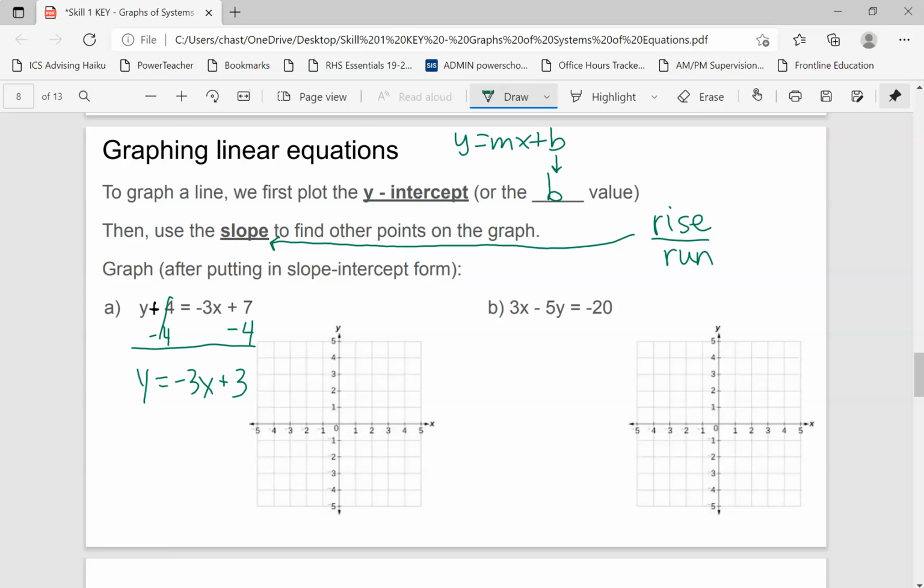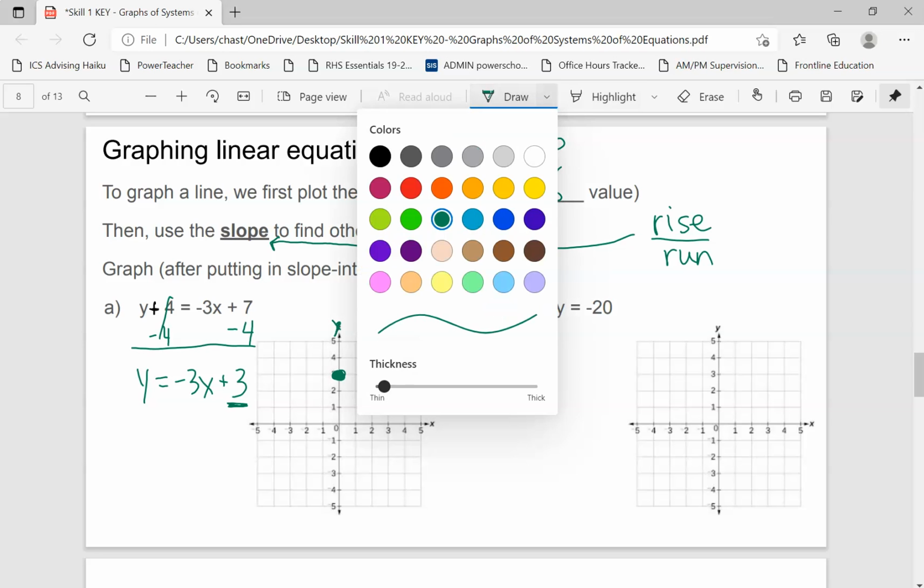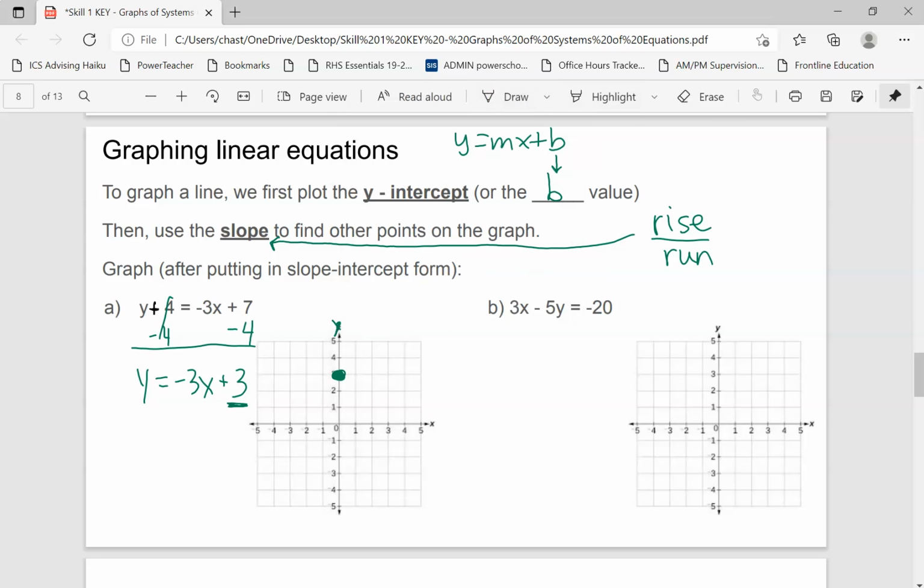Okay, so my first step is to plot the y-intercept, so that's +3. The y-intercept is on the y-axis, so I'm going to plot a dot right here. And for my slope, I need a rise and a run. So what can I divide -3 by so that I keep it as a -3? Well, that would be a 1. Since my rise is -3, I'm going to go down 3, and then my run is +1, so right 1. I can do this process again if I wanted. And then we just connect with a smooth line.